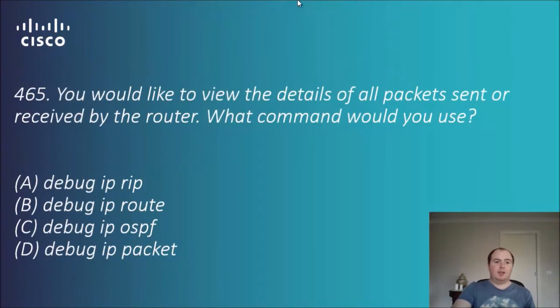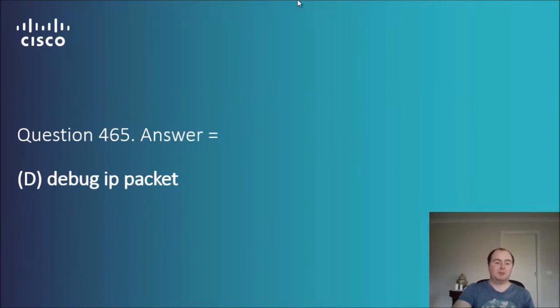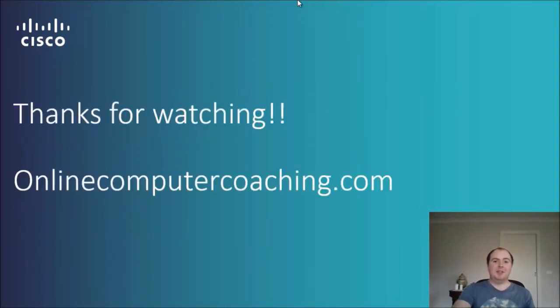Makes sense. 465, you would like to view the details of all the packets sent or received by the router. What command would you use? We've got debug IP RIP, debug IP route, debug IP OSPF, debug IP packet. Packet sent, received. Alright, it makes sense to go D, debug IP packet, because that's what it wants to do. And that's it.